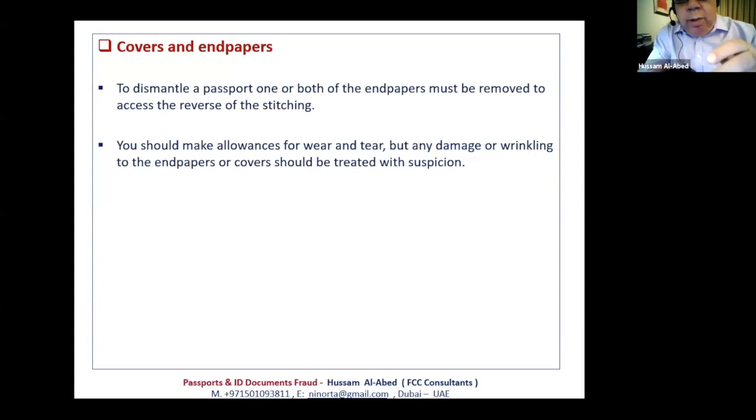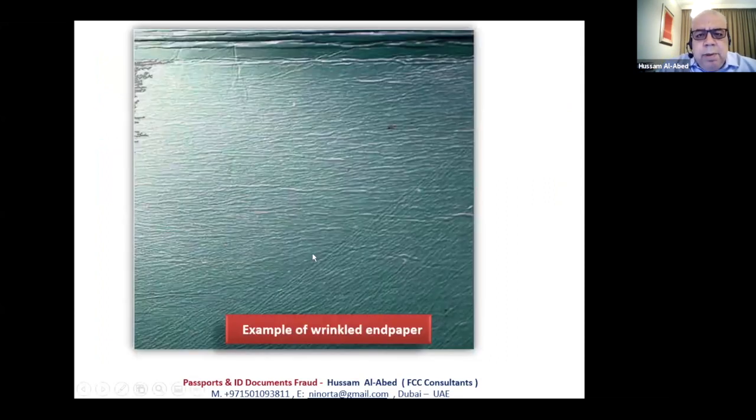Then I go to the biodata page. I'll be looking at the passport and looking at the person in front of me, doing the matching. So when you see those wrinkles on the outside of the passport, you can see traces of wrinkles here, and even here also. This is not a good indication. What does the presence of wrinkles on the outside cover of the passport indicate to us?